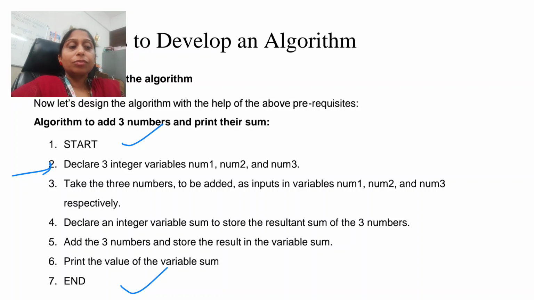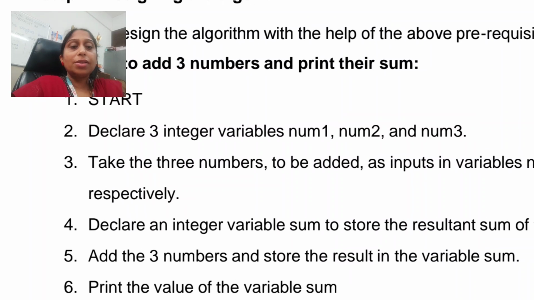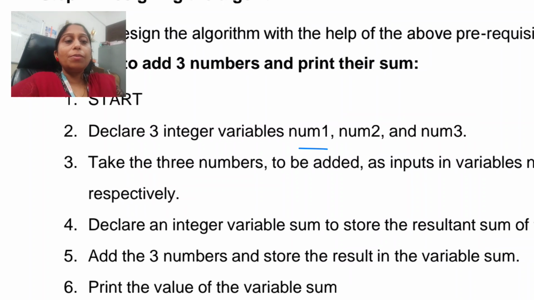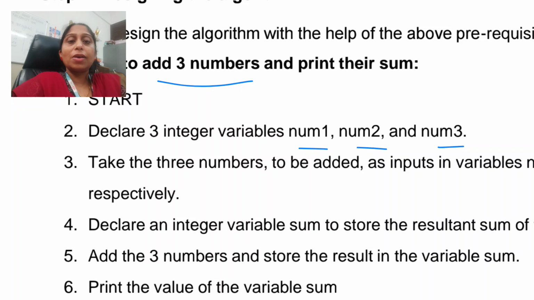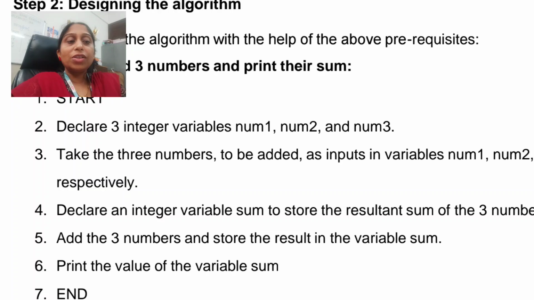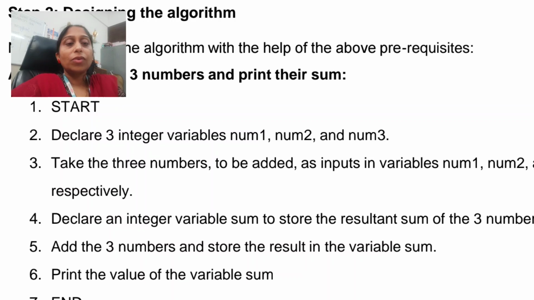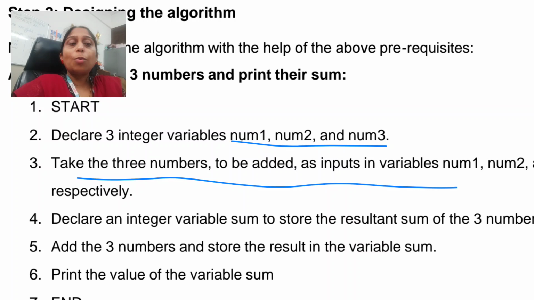Declare the three numbers: num1, num2, num3. Why are we taking these numbers? Because there are three input numbers. So we took the three numbers and then we need to perform the addition. We are asking from the user, so we first declare. Here is the declaration. Then we take the input from the user, num1, num2, num3 respectively.